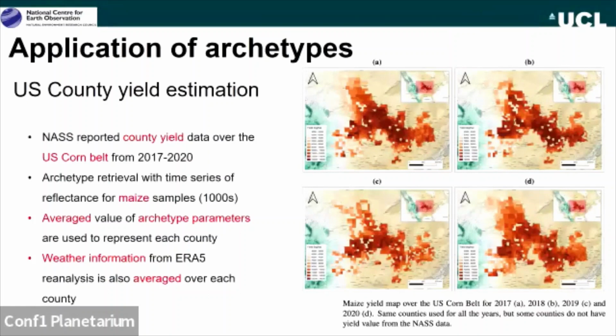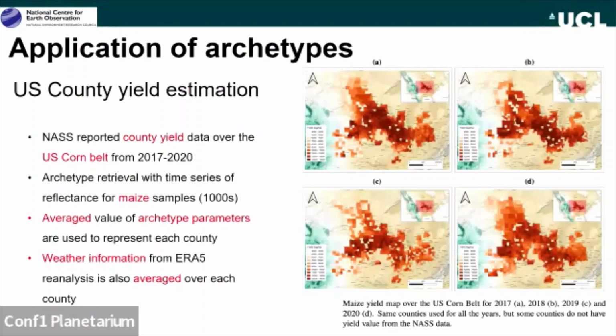We then did a demonstration of an application of the archetype. We tried to use the archetype retrieval to predict the county level yield across the US Corn Belt for 2017 to 2020. We show the yield map on the right-hand side, where broadly there's a higher yield in the central Corn Belt, but lower yield across all the border edges. But there is also interannual variability of the yield across the counties.